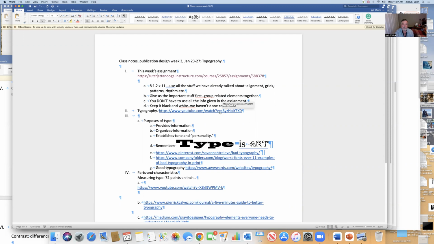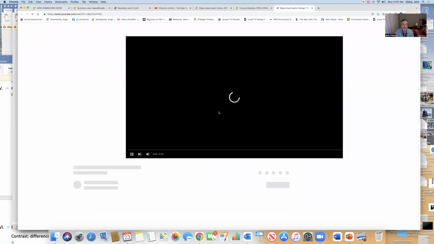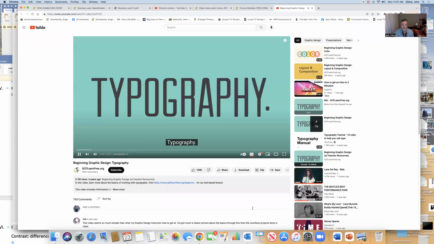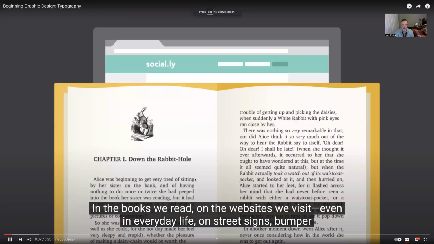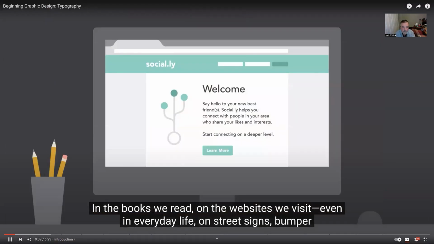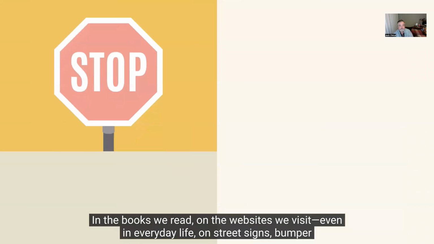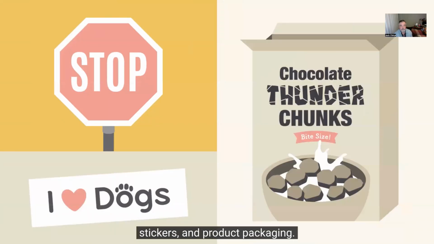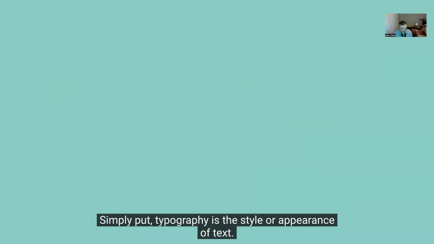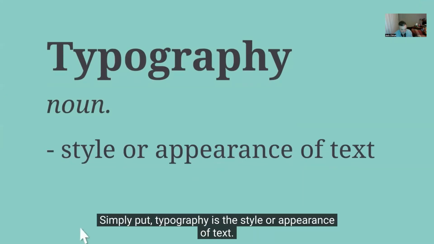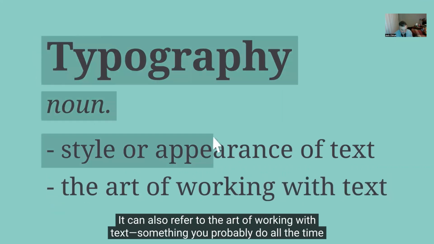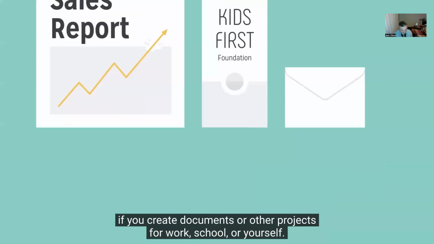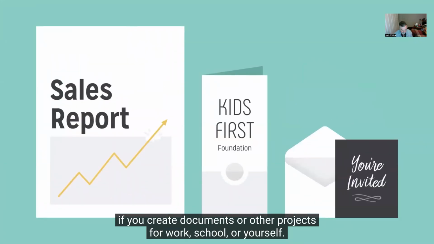Now what we're really doing is typography. Typography. It's everywhere we look. In the books we read, on the websites we visit, even in everyday life, on street signs, bumper stickers, and product packaging. Simply put, typography is the style or appearance of text. It can also refer to the art of working with text, something you probably do all the time if you create documents or other projects for work, school, or yourself.